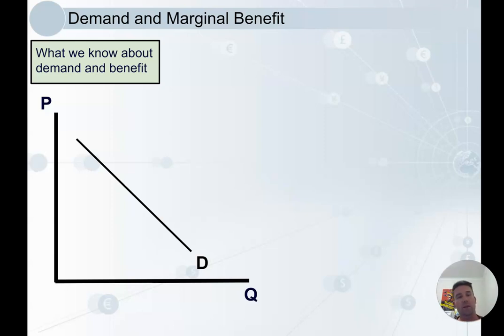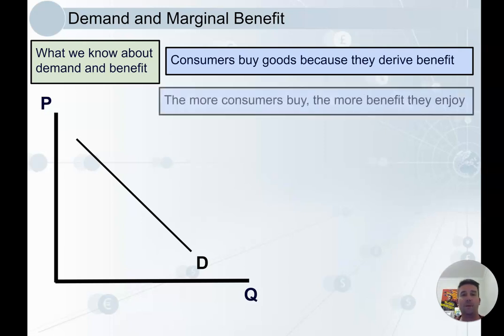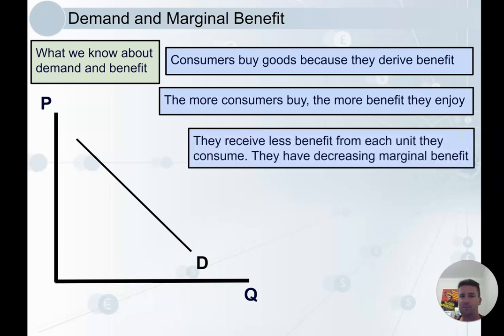So here's what we already know about demand and benefit: that consumers buy goods because they derive benefit. Of course, the more consumers buy, the more total benefit they enjoy. You buy one more of a good, you get more benefit than you had before you bought it, right? And we also know that they receive less benefit from each additional unit they consume. So they have what we call decreasing marginal benefit.